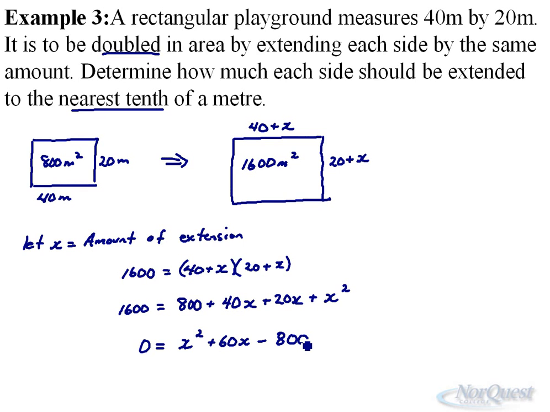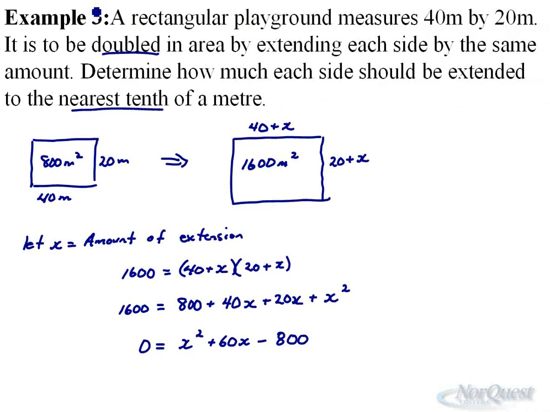Starting with my playground 40 by 20, 800 meters squared, doubling its area by adding some value of x to each side, creating an equation. I'm going to write that equation on the next slide. So we had x squared plus 60x minus 800 equals 0.